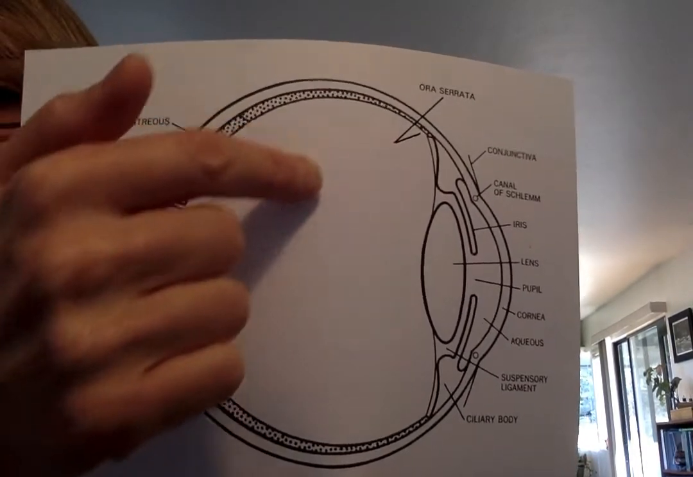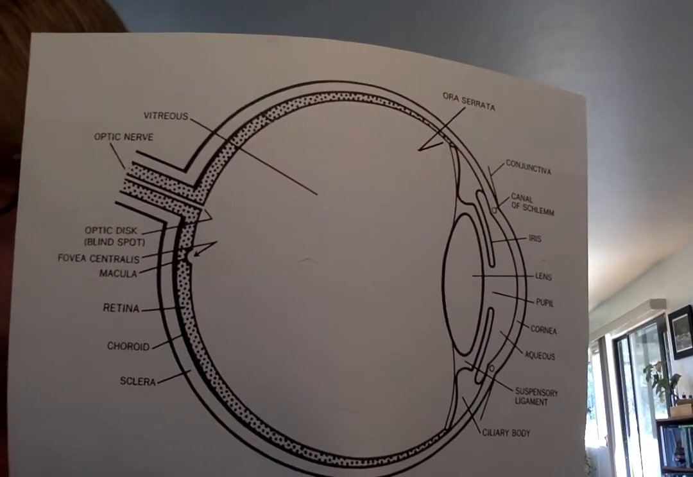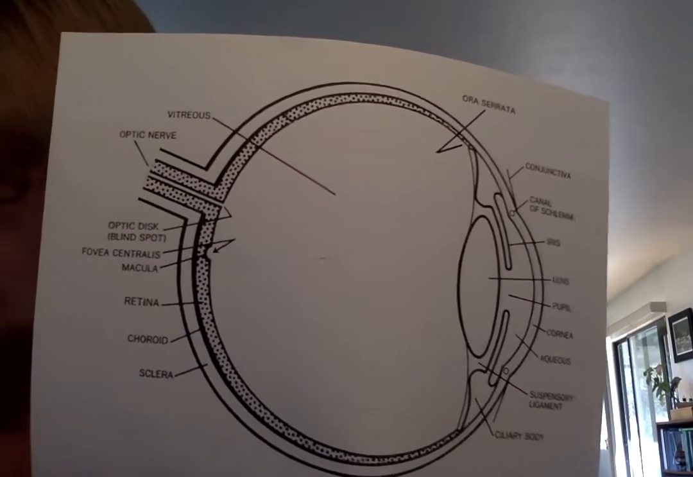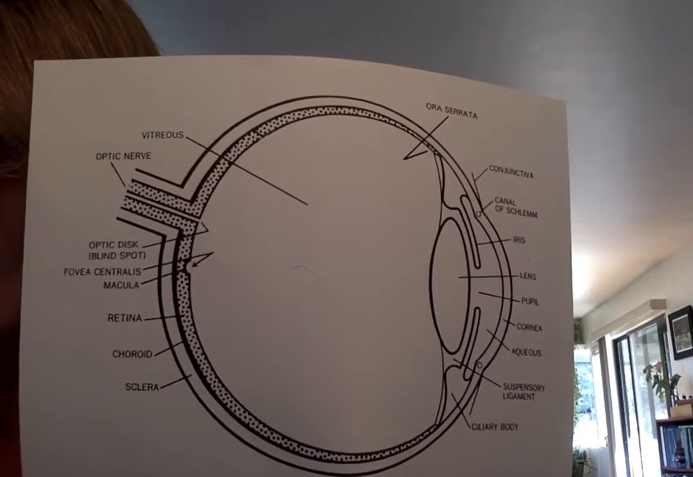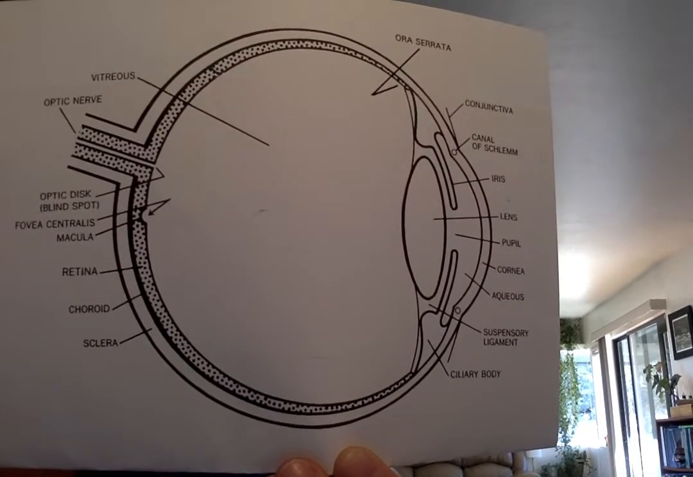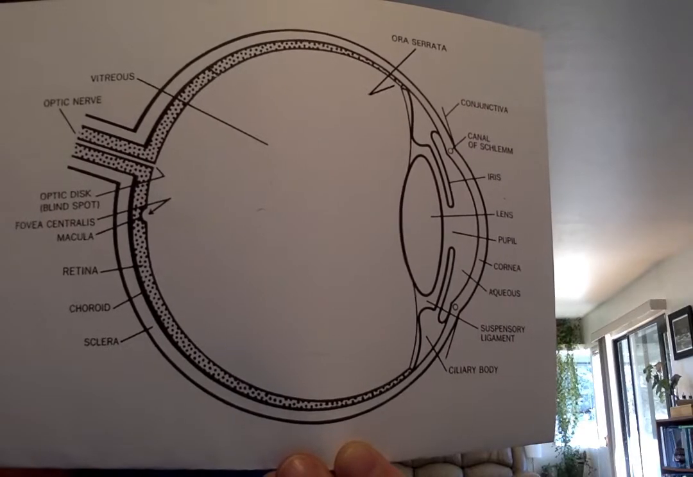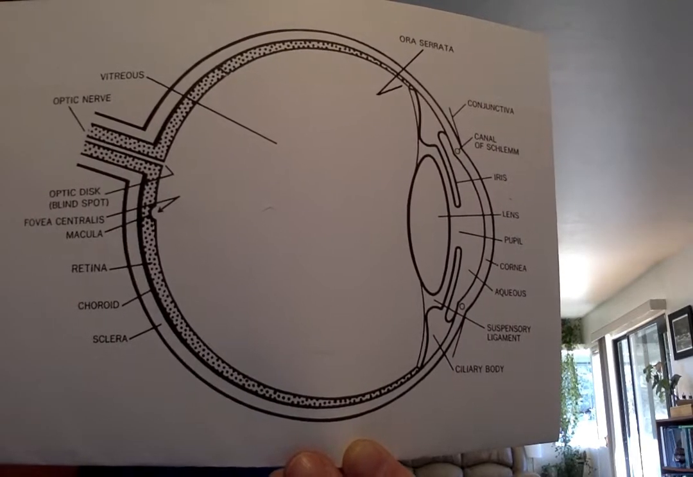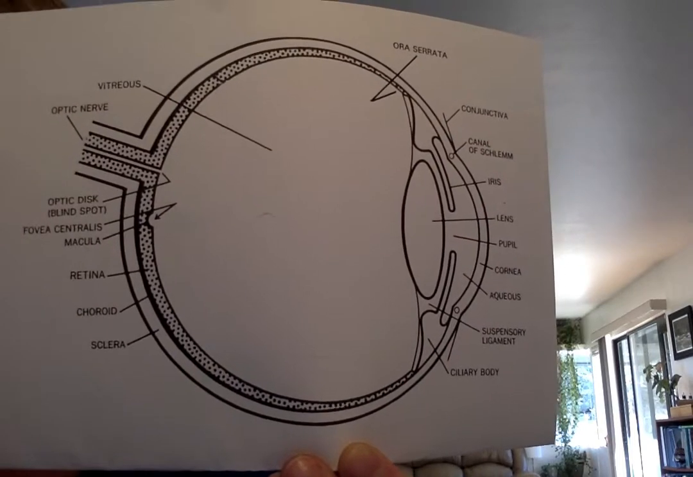Now we're going to move to this area right here, known as the vitreous. Most of the eye's interior is filled with the vitreous, which is a gel-like substance that helps the eye maintain a round shape. And there are millions of fine fibers intertwined within the vitreous that are attached to the surface of the retina, the eye's light-sensitive tissue.